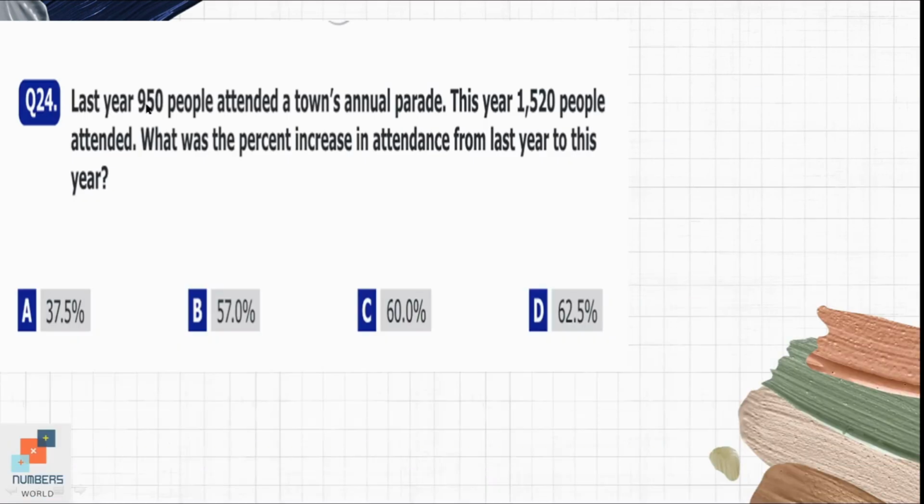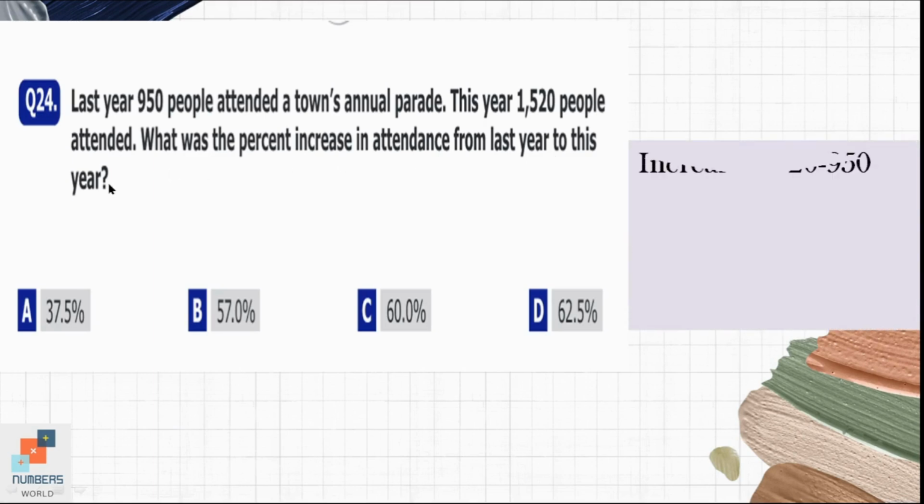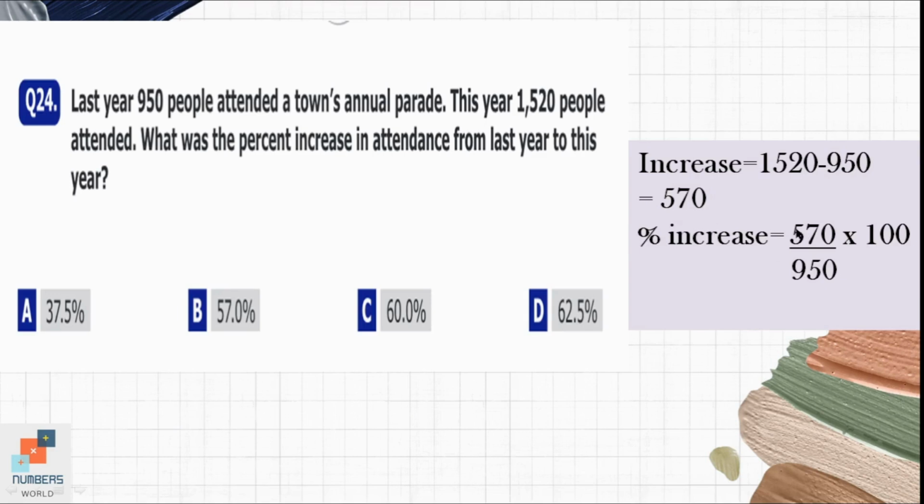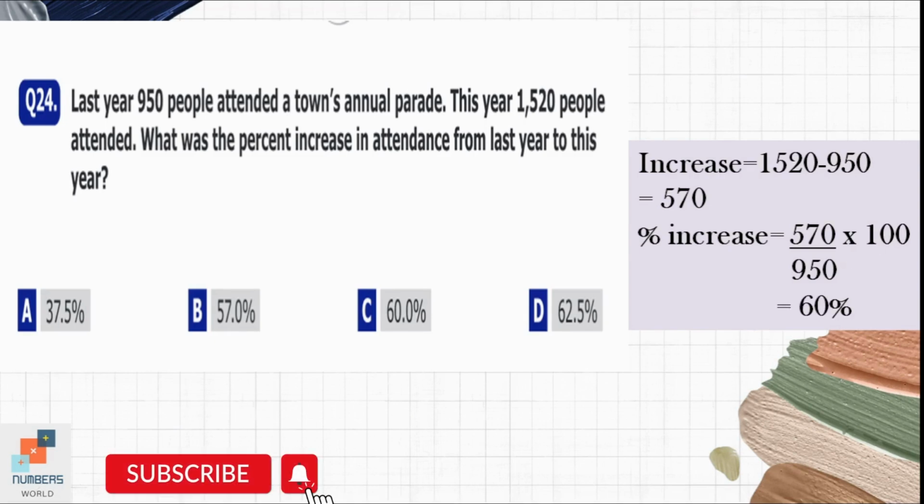Question number 24. Last year, 950 people attended a town's annual parade. This year, 1,520 people attended. What was the percent increase in attendance from last year to this year? So first of all, we are going to calculate the difference between the number of people who attended the parade last year and this year. So that is 570. We may say that 570 more people attended the parade this year. To calculate the percentage increase, we will divide 570 by 950 and multiply it by 100. So the percentage is 60%. In other words, we may say that 60% more people attended the parade from last year to this year. So option C is the correct one.